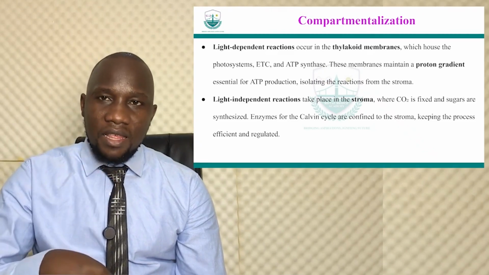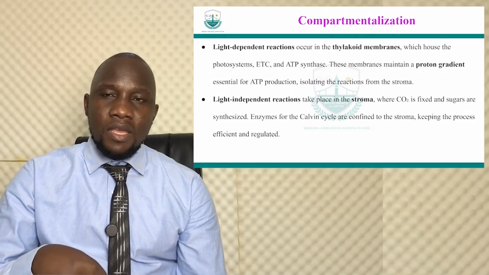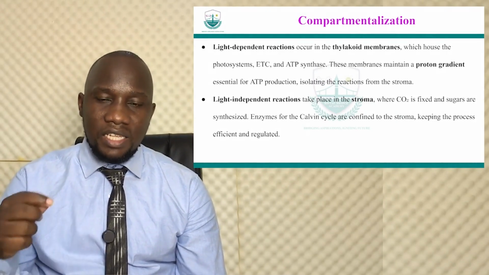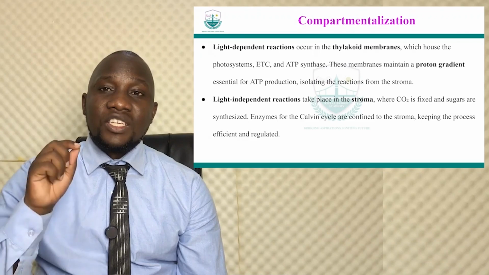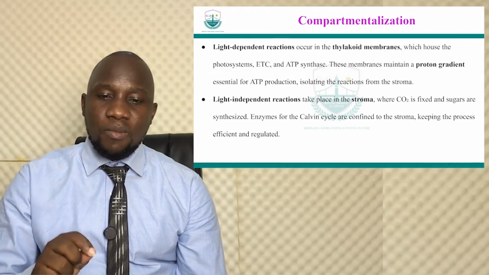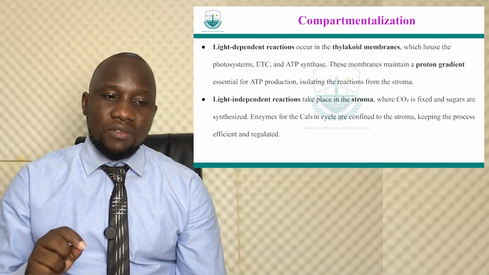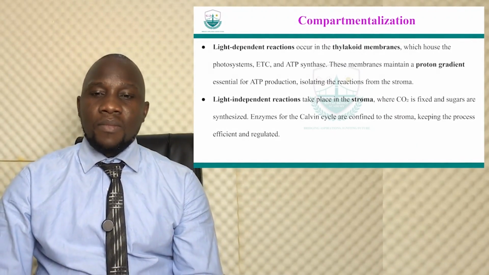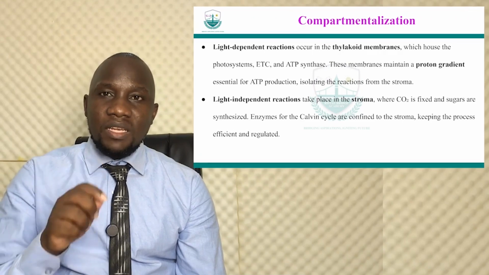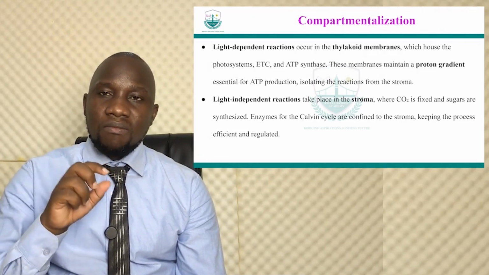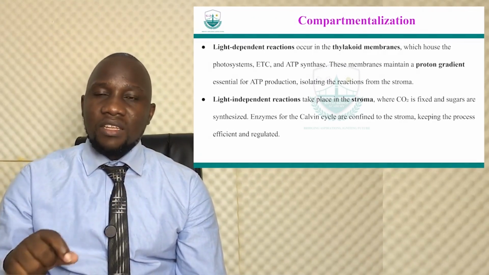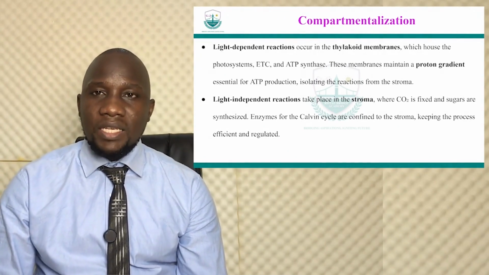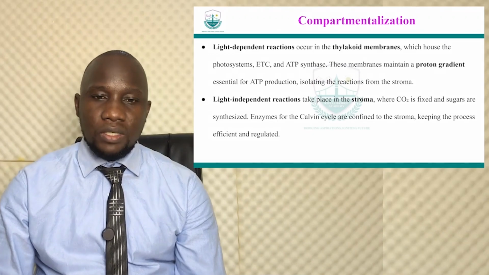And then in the other stage of photosynthesis, where you have the light-independent stage, this one happens in the stroma. So within the stroma, that's where carbon dioxide gets fixed and the sugars are synthesized. So that means that within the stroma, you have the enzymes that you actually need for this process. Okay, so that is the compartmentalization that we are talking about.